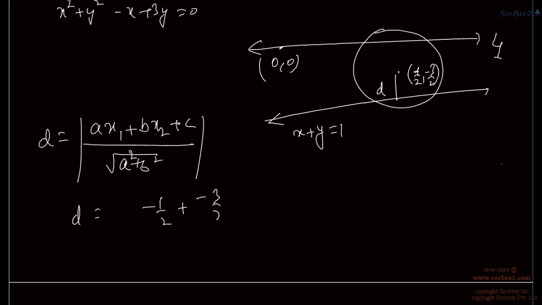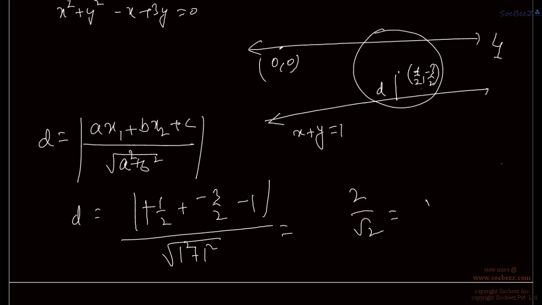modulus of 1/2 plus (-3/2) minus 1, upon the square root of a square plus b square, that is 1 square plus 1 square under root, which is equal to root 2. This is minus 1 minus 3, minus 4 upon 2, which is equal to, this is 1 by 2, this is plus 1 by 2, plus 1 minus 3, this is minus 2 upon 2 minus 1, so this is 2 upon root 2, which is root 2. So d is root 2, and we have a line L1. So the equation of line L1 can be simply written as y is equal to mx, because it is passing through the origin.